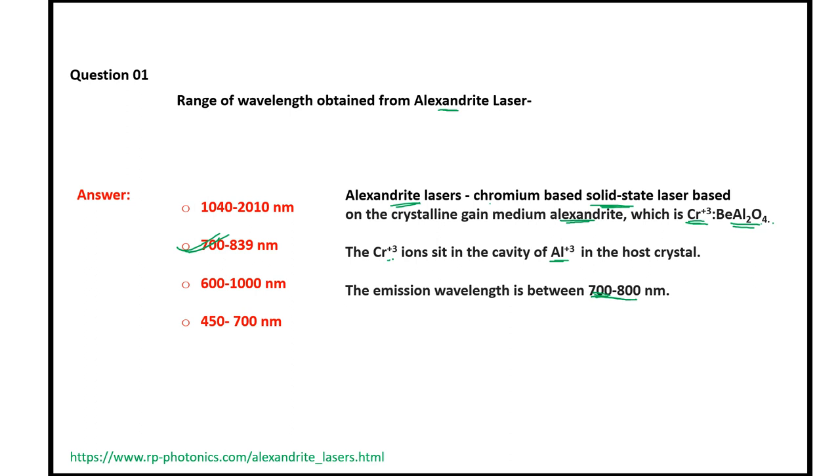The Cr plus 3 ions, where do they reside? They reside in the cavity of aluminium plus 3 ions, and the emission wavelength would be 700 to 800 nanometer. If any one of you has any doubt in this question, we can still wait and think over it, or otherwise we'll proceed to the next question.